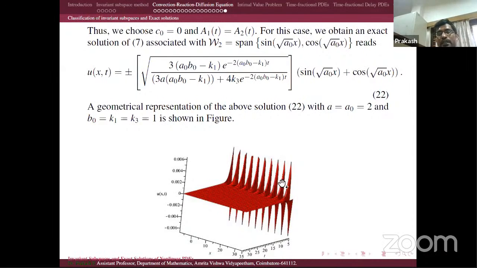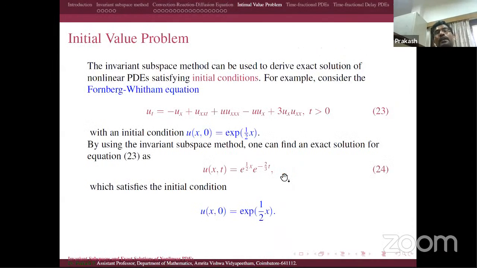The geometrical representation is given. So next, the big important question here is: is this method applicable to initial value problems or not?